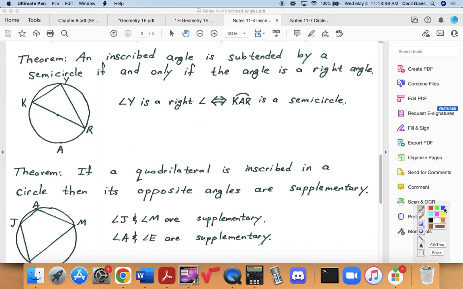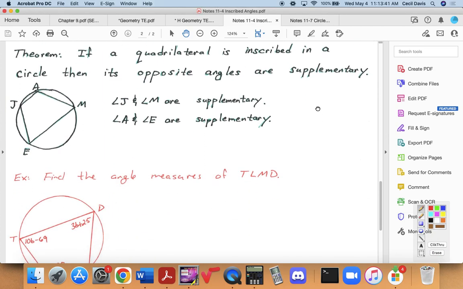Last theorem today is this one. If a quadrilateral is inscribed in a circle, then its opposite angles are supplementary. So in this picture, angle J and angle M are supplementary. What does supplementary mean? They add up to 180. Thank you for saying they add up to 180 and not saying that it is 180. And then A and E are also going to be supplementary. It's the ones across from each other that'll be supplementary.